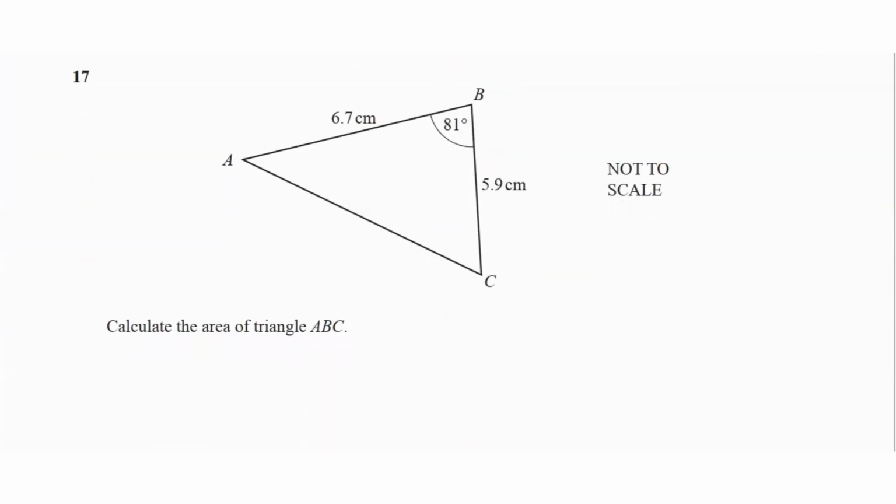Question 17 says calculate the area of this triangle ABC. So as you can see, in the previous case, we had a right angle triangle. So when you have a right angle triangle, you can easily use the formula 1 over 2 times base times height. But when it's a non-right angle triangle, we have a different formula. So area of non-right angle triangle.